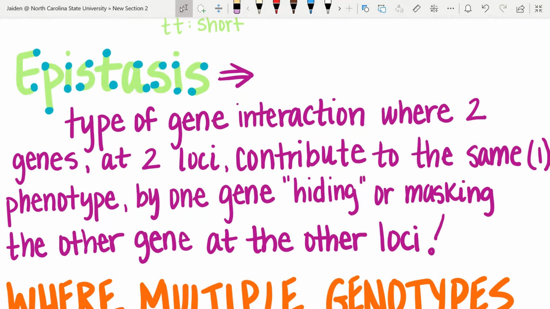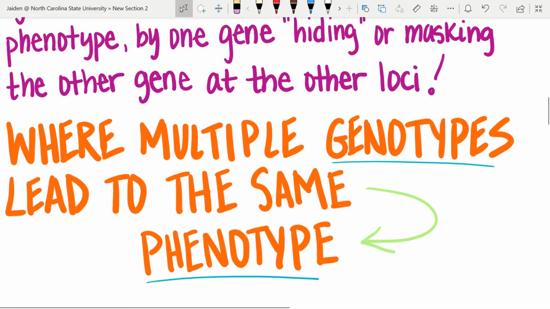Epistasis is a type of gene interaction where 2 genes at 2 loci contribute to the same one phenotype by one gene hiding or masking the other gene at the other loci. Basically, it's where multiple genotypes lead to the same phenotype.